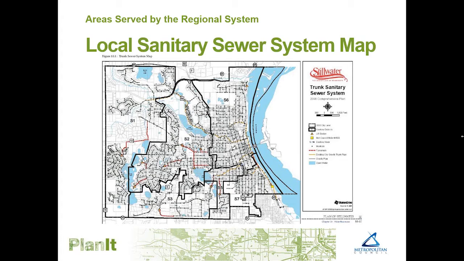Here's a good example of a detailed sanitary sewer system map from Stillwater. The council can provide information to the community to assist in the development of their system map. The council has GIS datasets that include regional facilities and other features. Contact information for requesting this information is provided in the attached handout that you can download from the webinar's control panel.